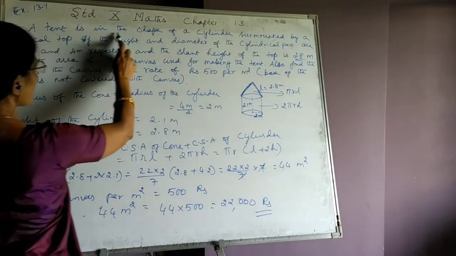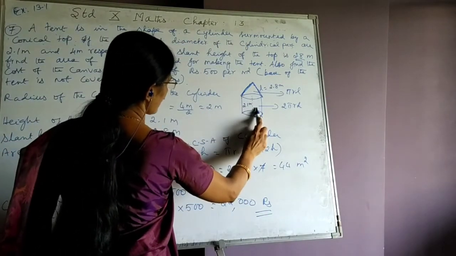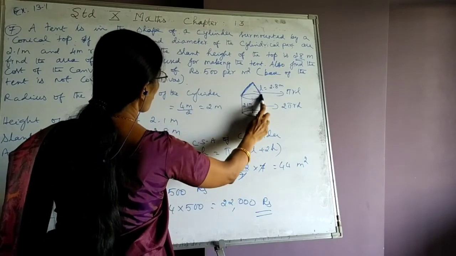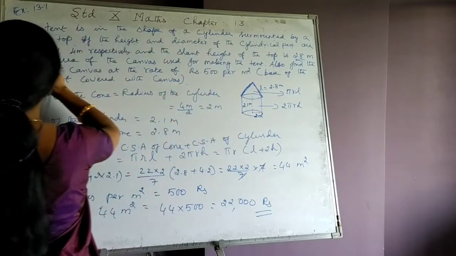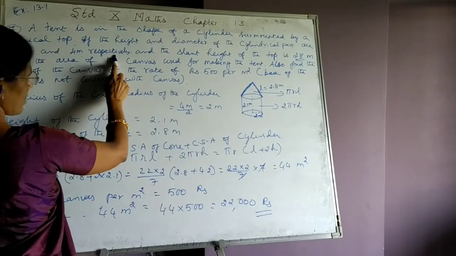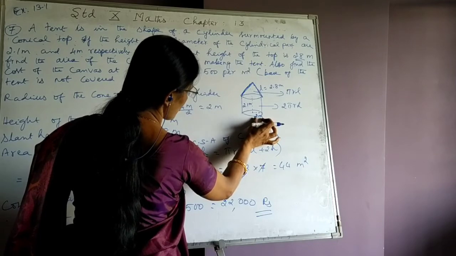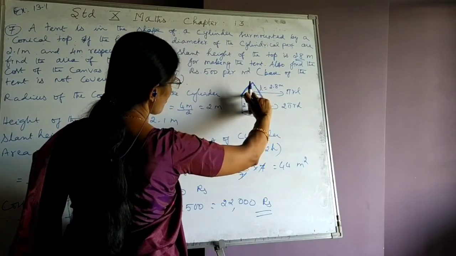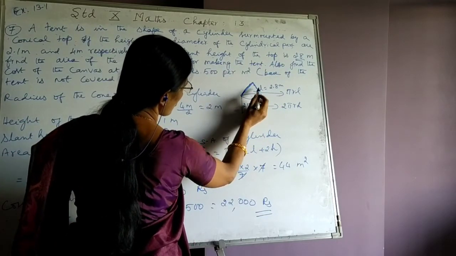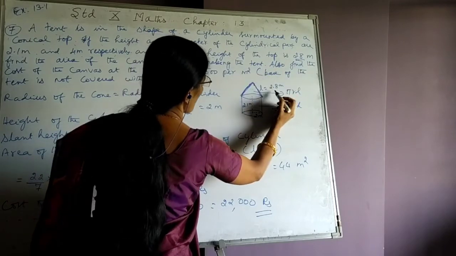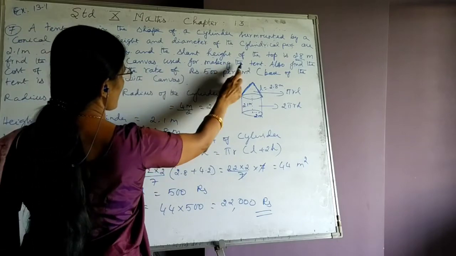Seventh question: a tent is in the shape of a cylinder surmounted by a conical top. You can find there is a cylinder. On top of the cylinder we find a cone. It is given the height and diameter of the cylinder are 2.1 meter and 4 meter respectively. The diameter of the cylinder is 4 meter, therefore the radius becomes 2 meter. Height of the cylinder is given as 2.1 meter. And the slant height of the top, which is in the form of a cone, is given as 2.8 meter. Find the area of the canvas used for making this tent.